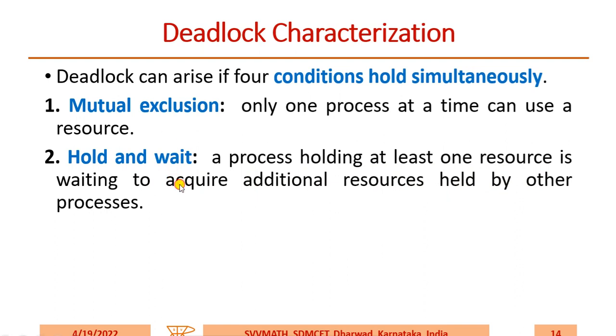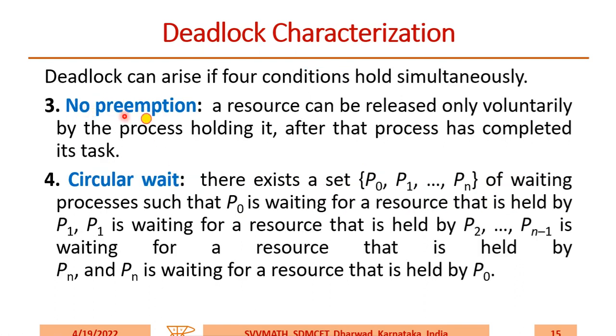The other 2 conditions are no preemption. A resource can be released only voluntarily by the process holding it, after that process has completed. We have taken just now: request, use it, release it. Forcibly that resource should not be taken by some other process. So, no preemption: forcibly we should not take a resource back from the process. This is another condition.